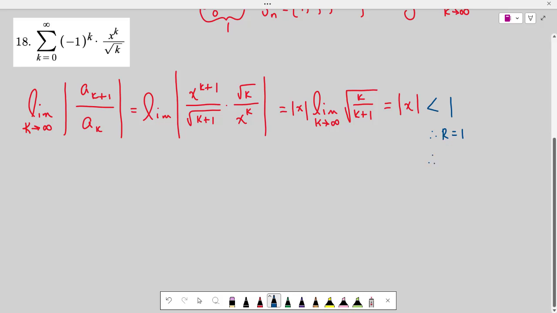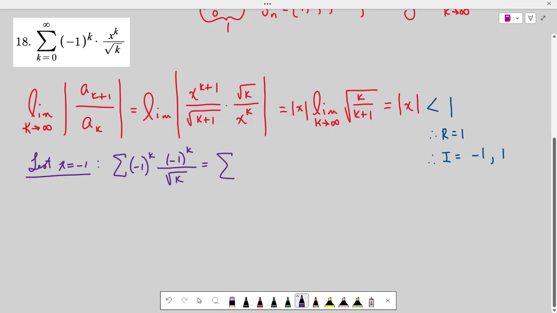Your interval of convergence, let's see, we know the goalposts. We know it's going to go from -1 to 1. But we don't know what happens at those two endpoints yet. We have to test the two endpoints. So let's go ahead and test x equals -1. All right, so we go to our series. We're going to plug in -1. So we have -1 to the k divided by square root of k.